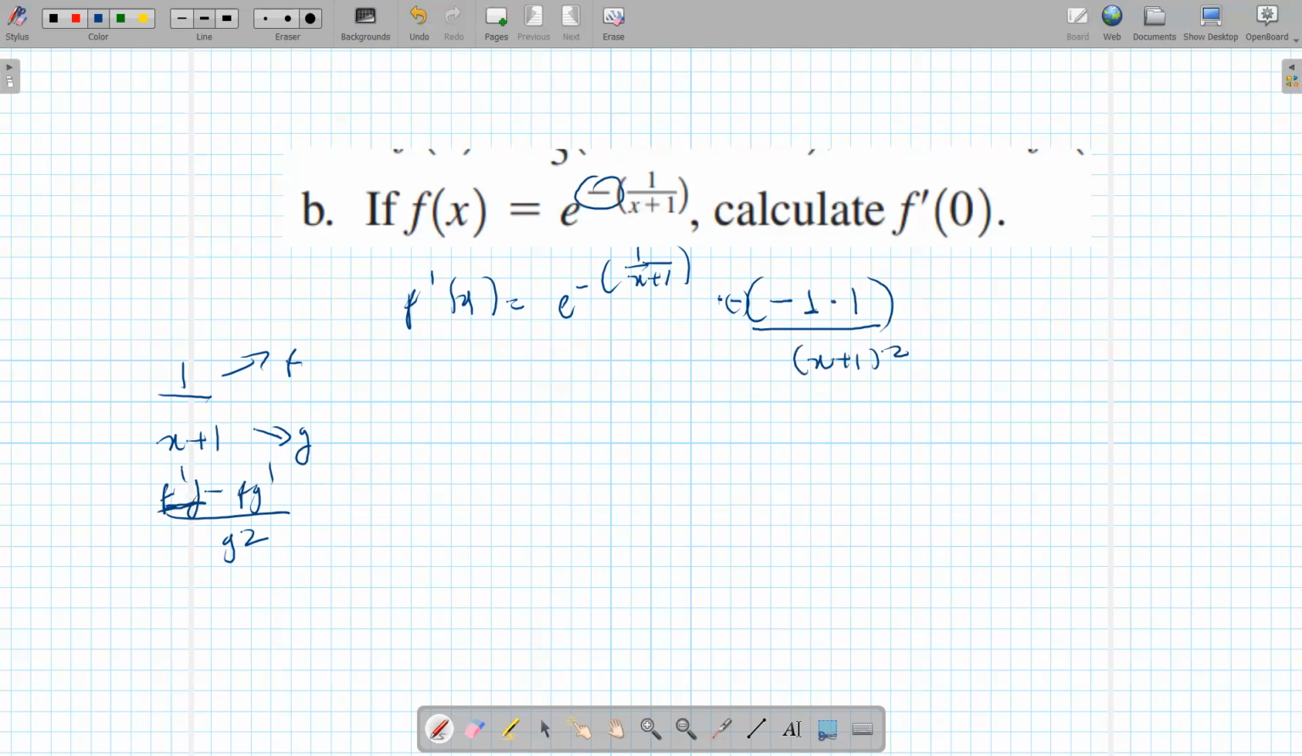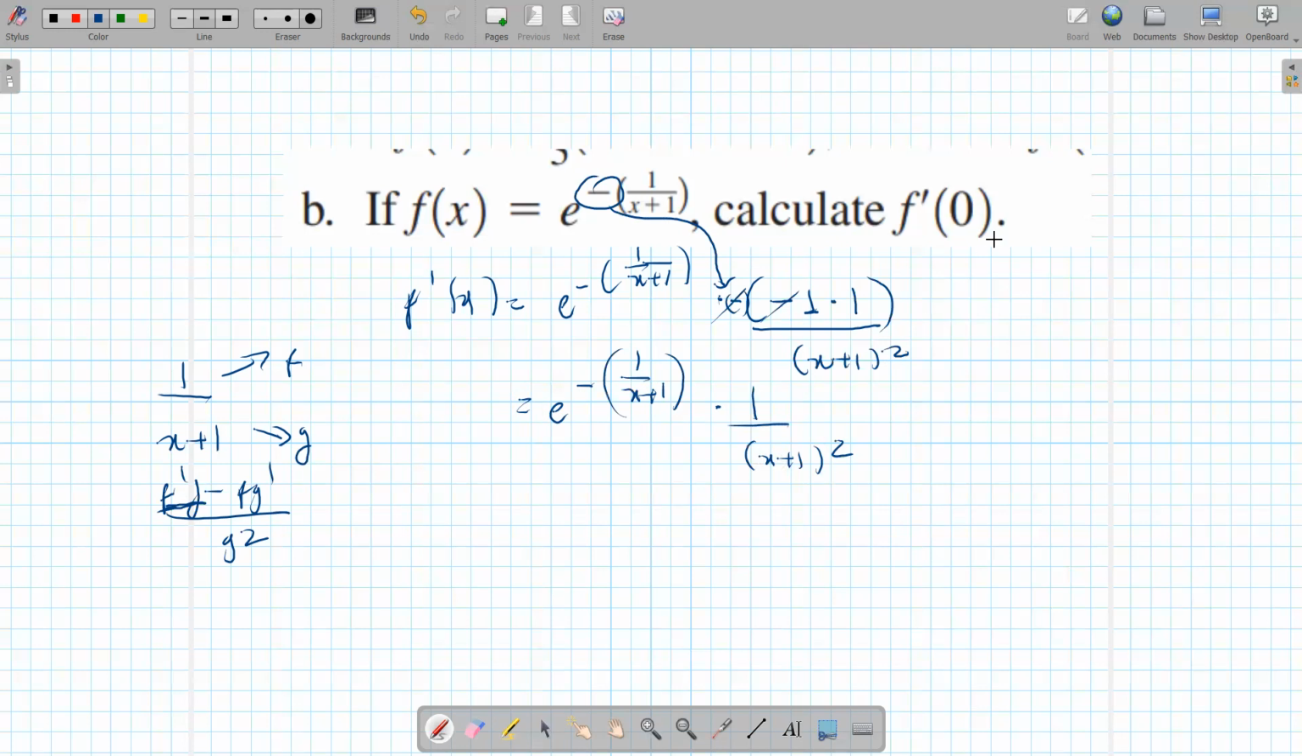And this negative sign here comes down as this negative sign here. So negative 1 times negative 1 is a positive 1, so you have e to the negative 1 over x plus 1 times 1 over x plus 1 squared. There you go, that's the derivative.